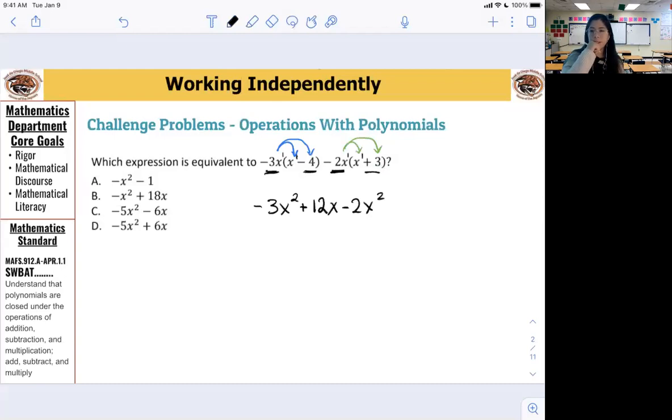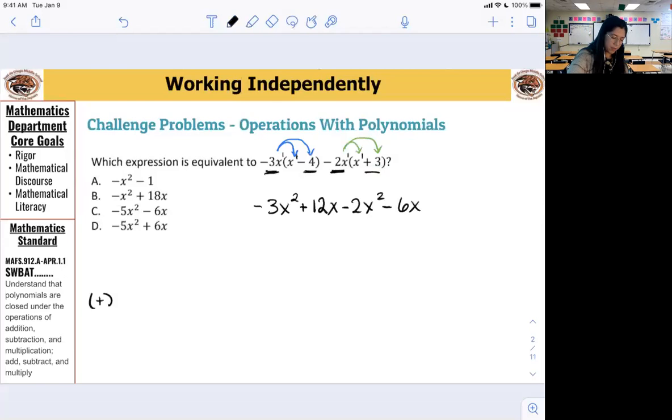Negative 6x. Okay, so a negative times a positive, what do I get? A negative. You do get a negative. I'm just testing you, Lauren. Negative, okay? So again, let's just quickly review.